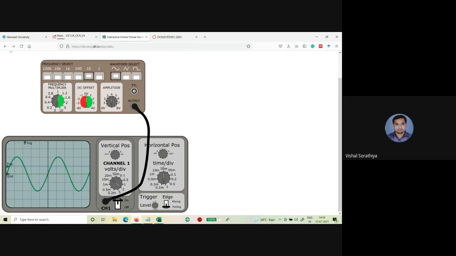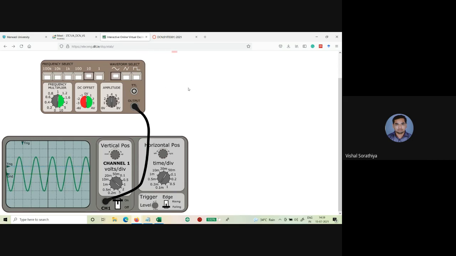Horizontal position will tell you how much time any particular signal is going to take to complete one particular cycle. Okay. Let's consider one thing over here. Let's say I am putting my time per division knob at 50 millisecond. So there is a time per division, it means 50 millisecond per division. And what are these divisions? Divisions will be horizontal. So I can say each horizontal box right now has a value of 50 millisecond.